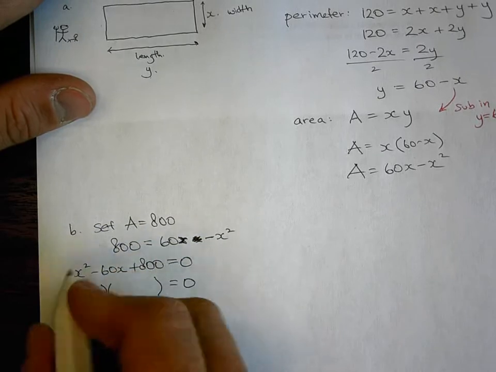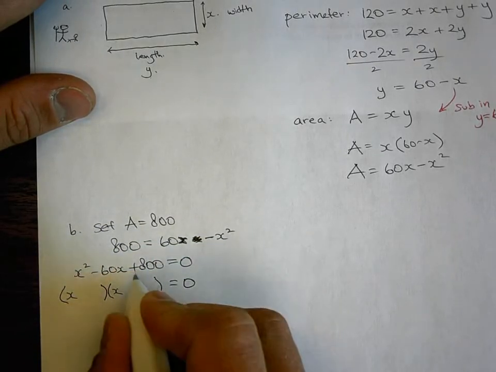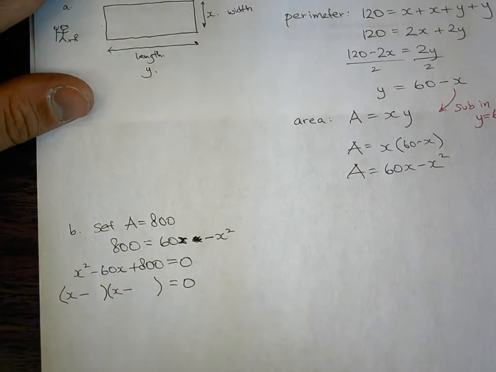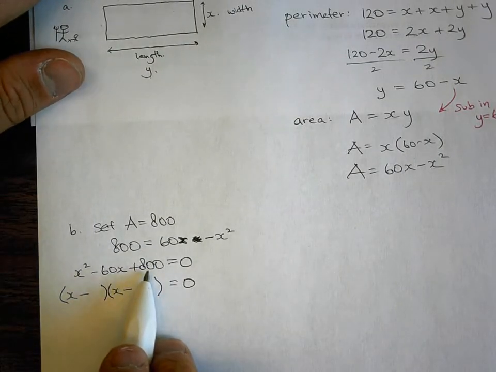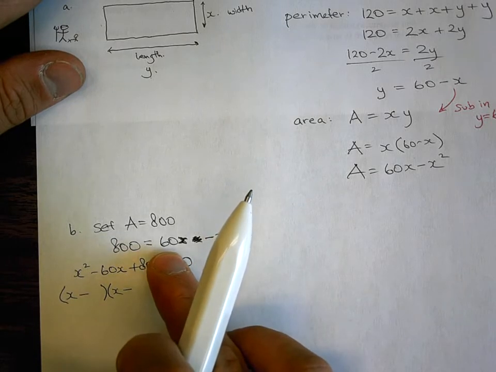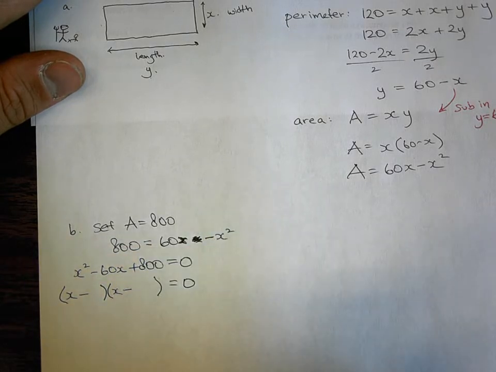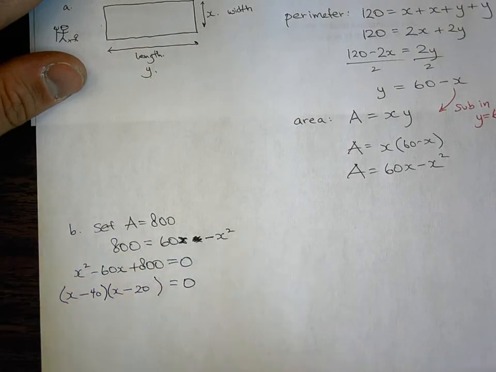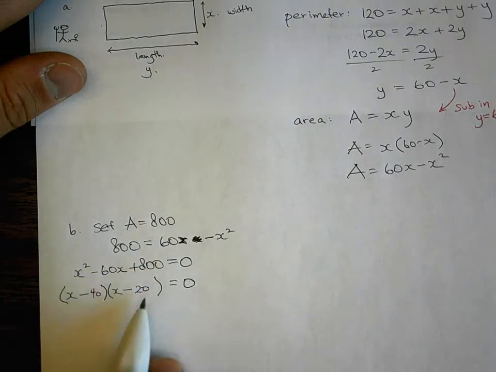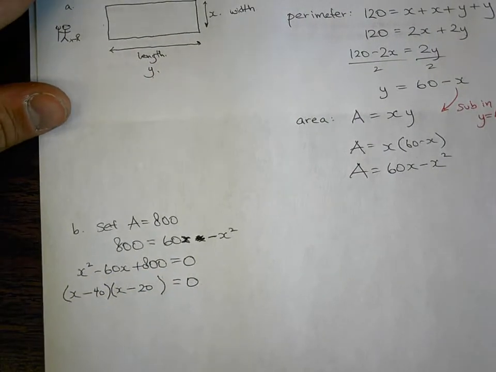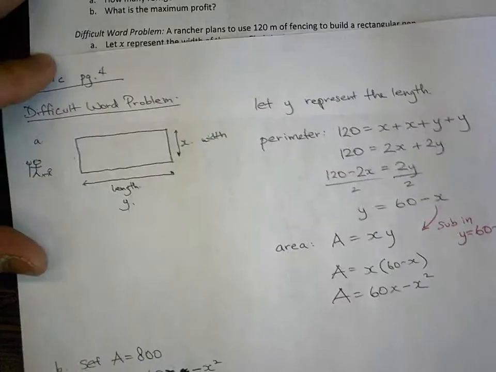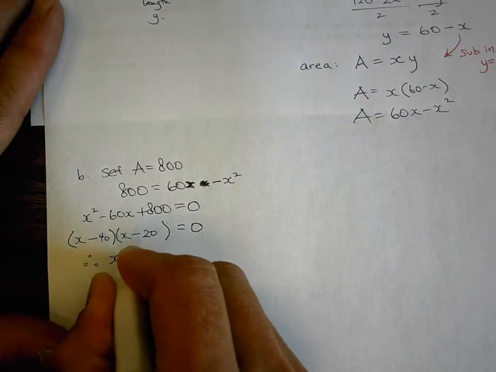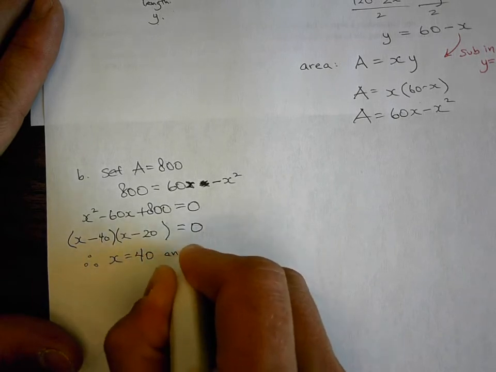I know this has to be x and this has to be x. I know to get a positive and a negative here, these both have to be negative. What two numbers multiply to 800? So 40 and 20, I think. So I could put minus 40 and minus 20. Does that work out? 20 plus 40 gives me 60. Yep, works out. So I've just factored it. That's my solution method. What was my question? The dimensions. So therefore, x equals 40 and x equals 20.